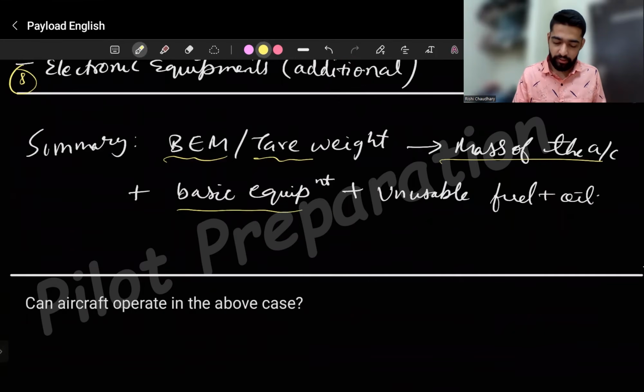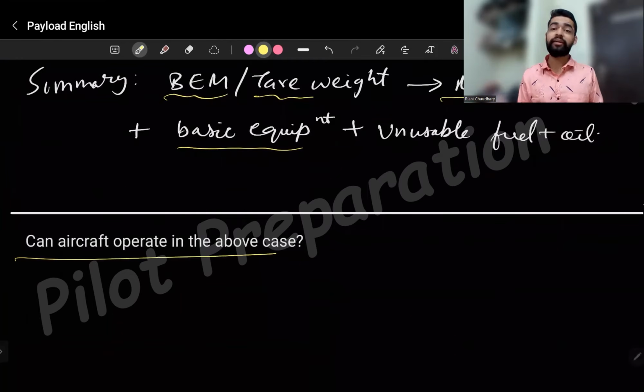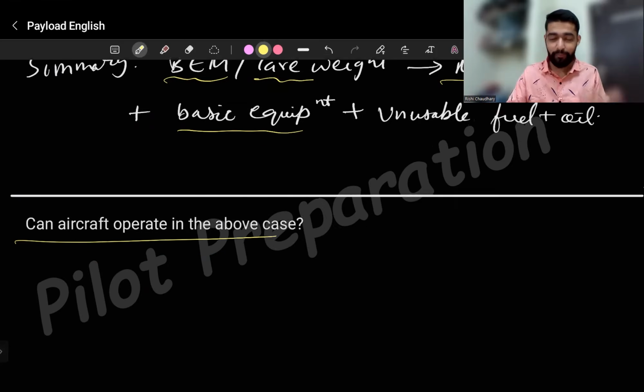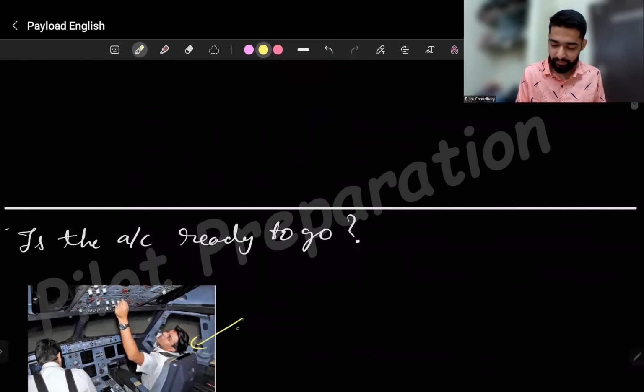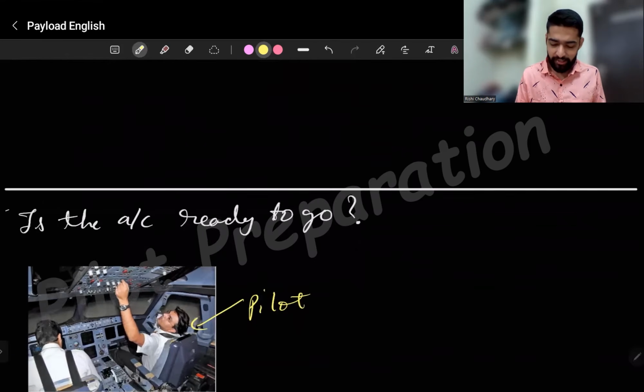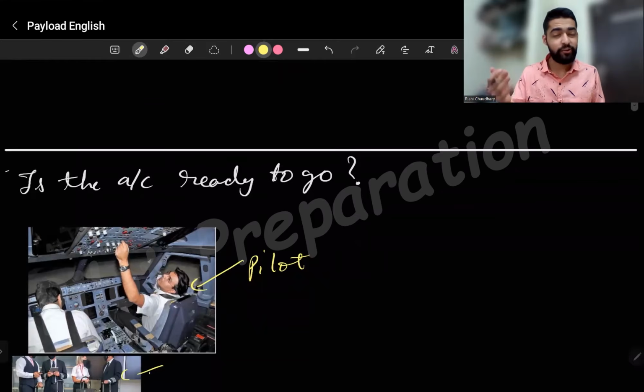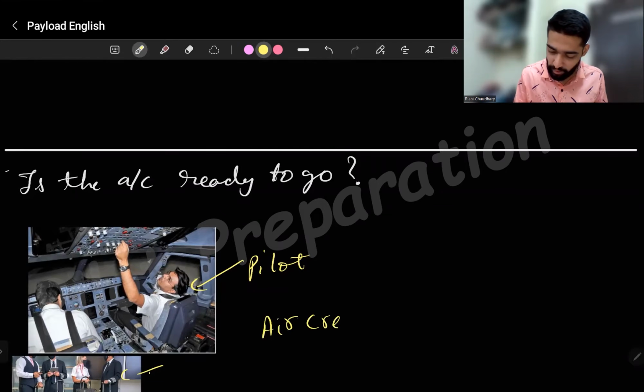So here, can the aircraft operate in the above case? Can the aircraft fly by itself after all this? No, it cannot fly by itself, isn't it? It needs you, the future pilots, or the pilots who are traveling right now. So it needs a pilot. Pilot can also be called air crew, right? And even the air hostess can be called air crew. So we can say it needs air crew plus their baggage. So we can say crew baggage.